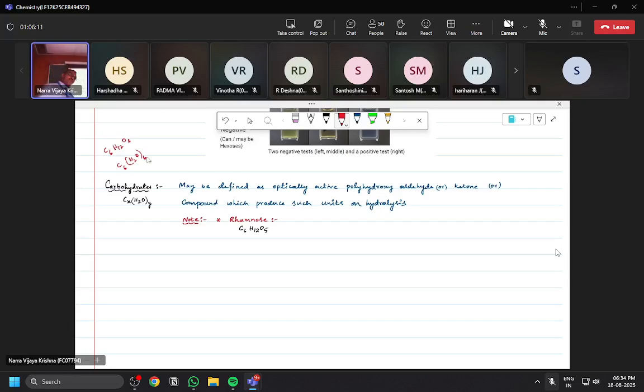Then what is fructose? Fructose formula is also the same. That also fits in this formula. So whichever fits in this formula, we call it a carbohydrate. Correct or not? Now observe this rhamnose. Does it fit in this formula or not? Rhamnose does not fit in this formula, but it is a carbohydrate.